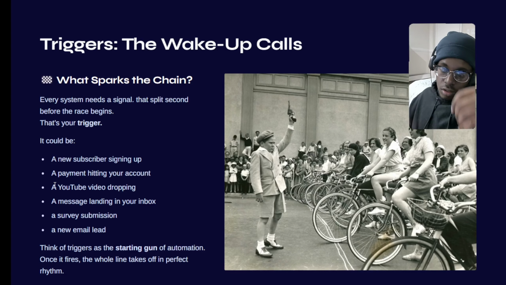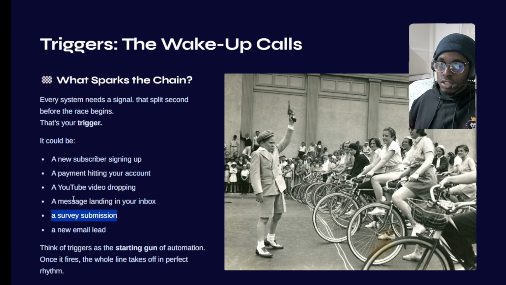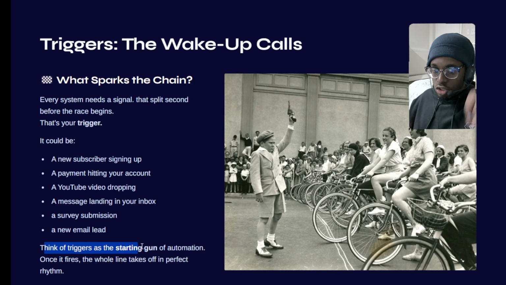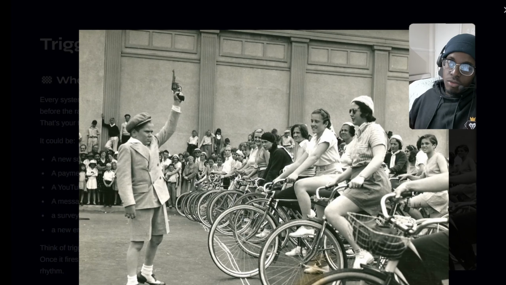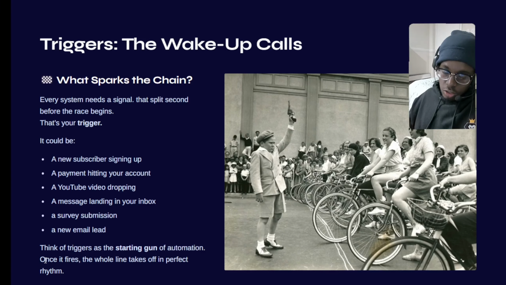There's a bunch of triggers you can use on n8n, which is why it's so powerful. Obviously, someone can send a form or a survey submission, which is huge if you are a contractor and you need someone to just submit a form. That's basically the power of these triggers. So think of triggers as the starting gun of automation. Once it fires, the whole line takes off in perfect rhythm. This one with this line right here wouldn't take off in perfect rhythm. Everyone would go crazy. But an actual trigger in n8n, all of them, they go one by one by one.